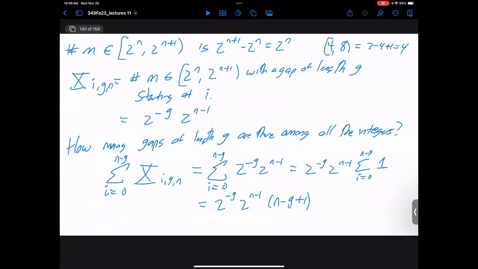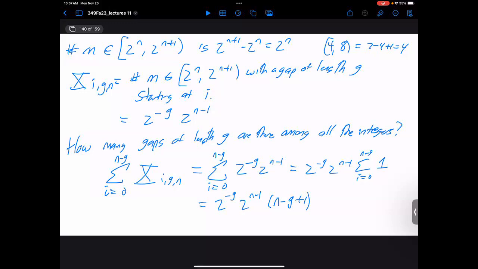Okay, so now if we want to calculate how many gaps we have of length g when we look at all possible numbers between 2^n and 2^(n+1), we don't care where the gap of length g is. So a given number m could have multiple instances where it's giving you a gap of a fixed length g. And that's why we introduced these wonderful variables x_{i,g,n}. And then again, notation matters.